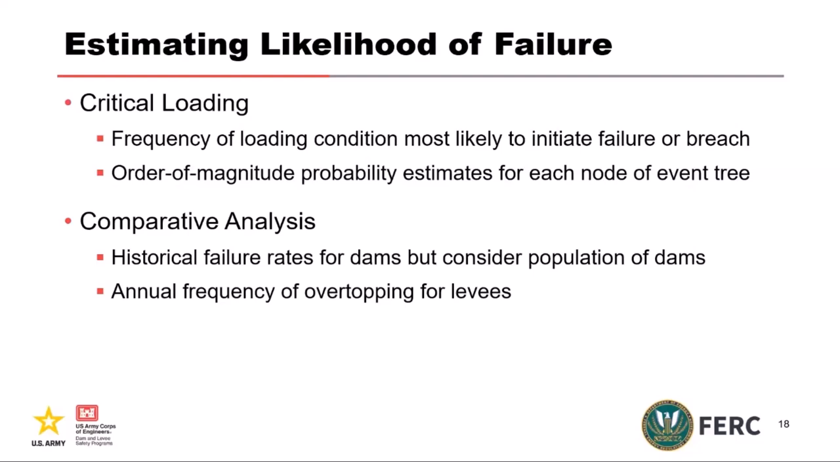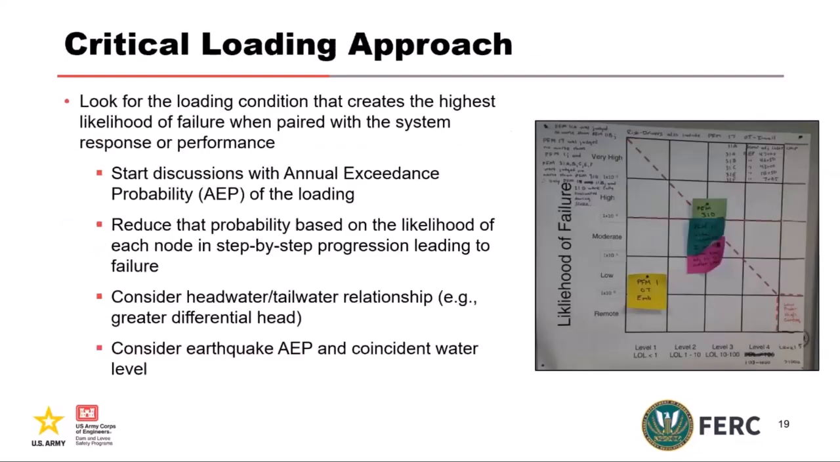can look at historical failure rates for dams, but you have to consider what the population is. And there is some data out there on failure rates for certain failure mechanisms, but I'm not going to say it's great. One thing you can also anchor to is the annual frequency of overtopping for levees. We can pretty easily figure out what the overtopping frequency is, and you can compare your probability estimate to that, and it actually gives you a lot of insight into how serious something is. There is some guidance on this in the SQRA section on the RMC's website, on the critical loading especially.